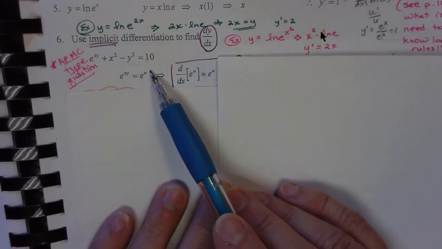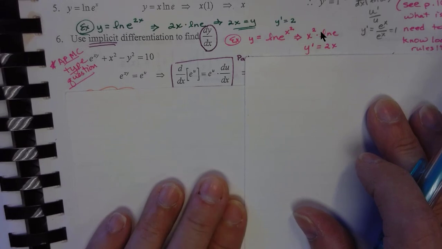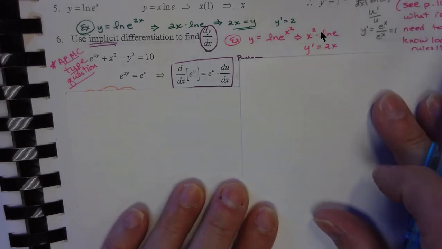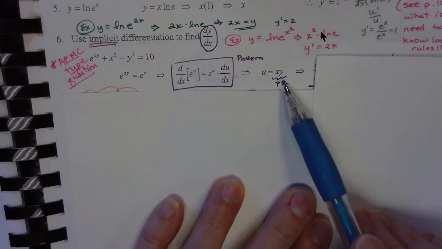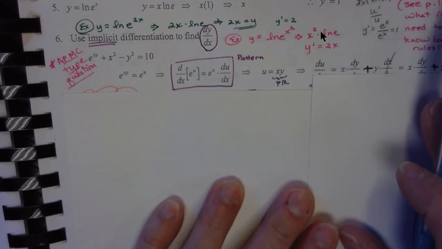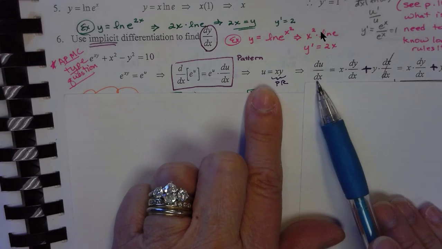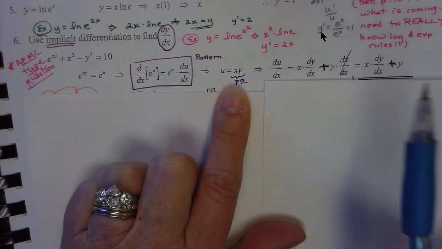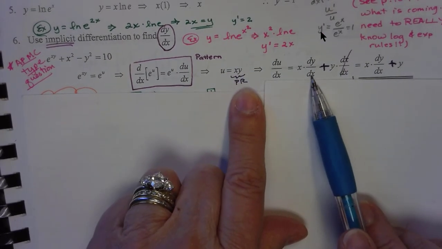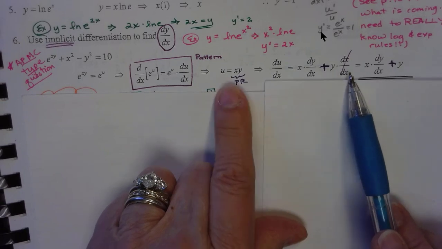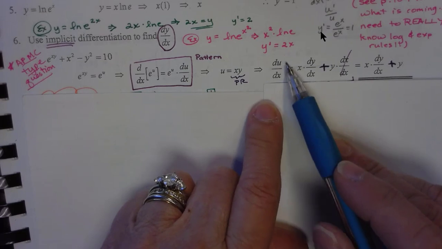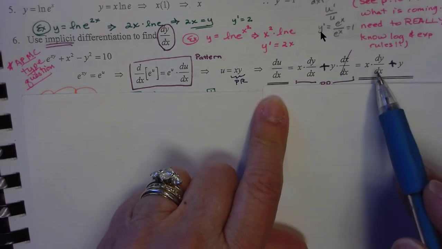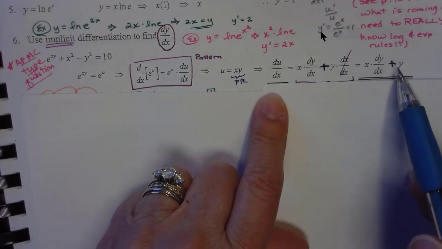E to the xy is e to the u, and the derivative of e to the u is e to the u times du dx. We have a pattern. Our u is x times y. The product rule, du dx, is x times dy dx plus y times dx dx, which we know is 1. So du dx becomes this whole quantity, x times dy dx plus y.